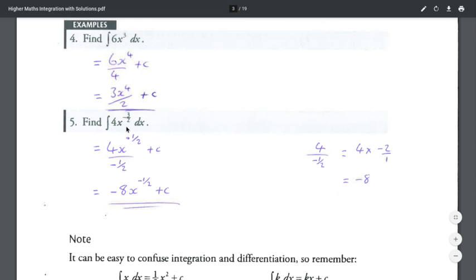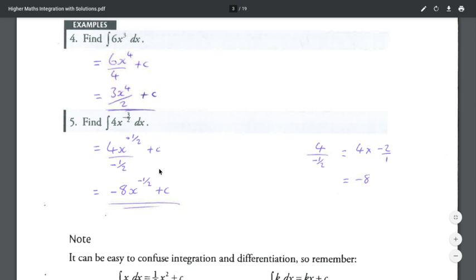So reminder, to integrate, we add 1 to the power, so negative 3 over 2 plus 1 is negative 1/2, and then divide by the new power, so divided by negative 1/2. So here we need to tidy this up. We have 4 over negative 1/2, so that's the same as 4 multiplied by negative 2 over 1, which is just 4 multiplied by negative 2, which is negative 8. So we'd have negative 8x to the power negative 1/2 plus c.